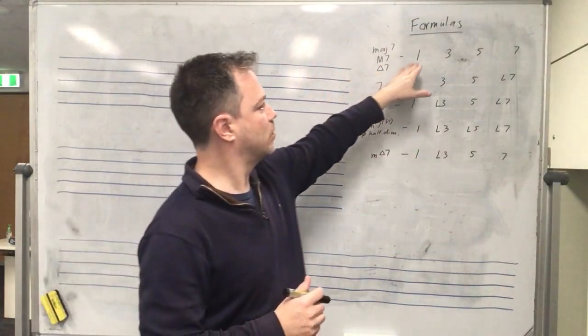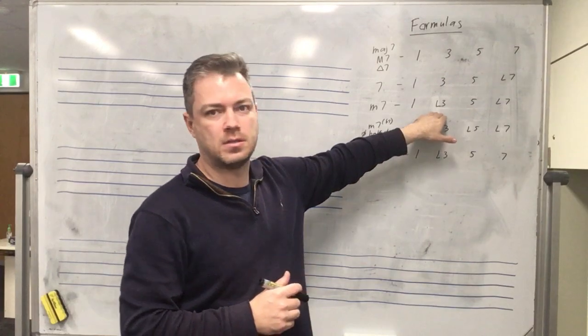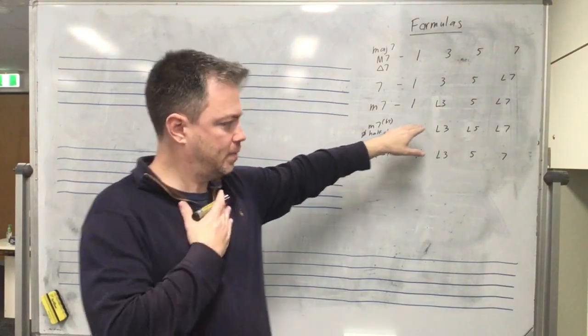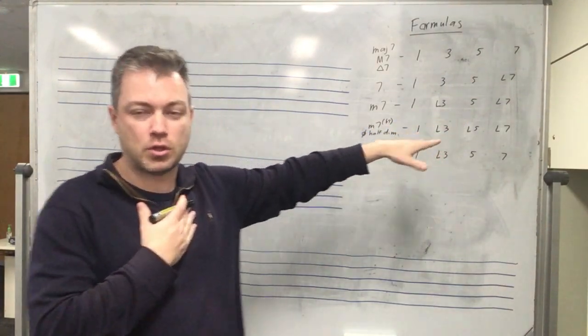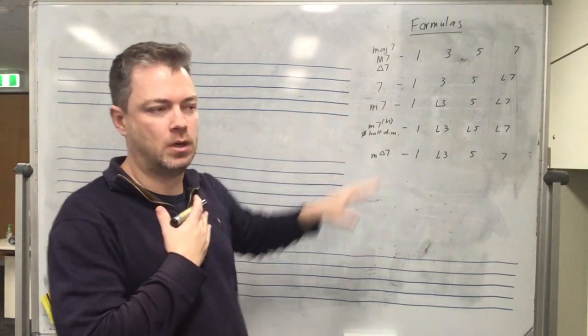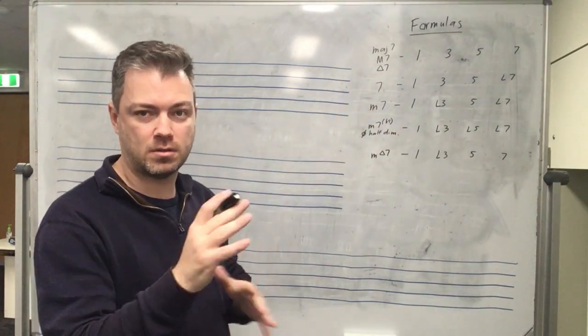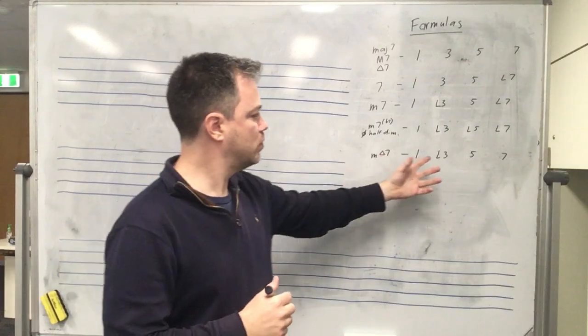So these are 1, 3, 5. The L stands for lowered. We don't use the term flattened. We use the term lowered because sometimes you might be using a natural sign instead of a flat. So that's why we use the term lowered.